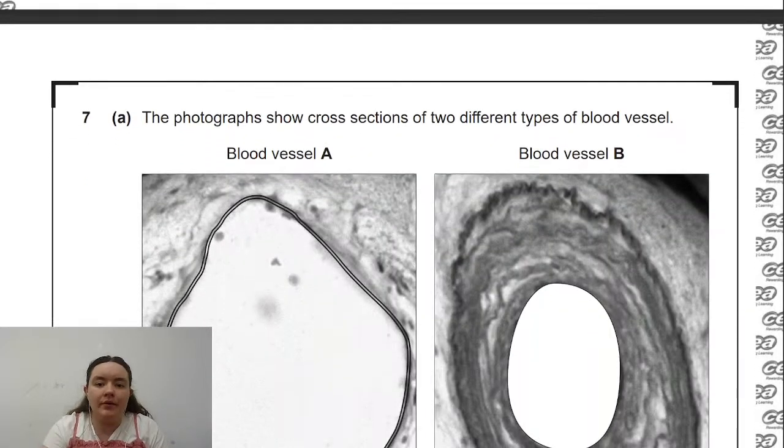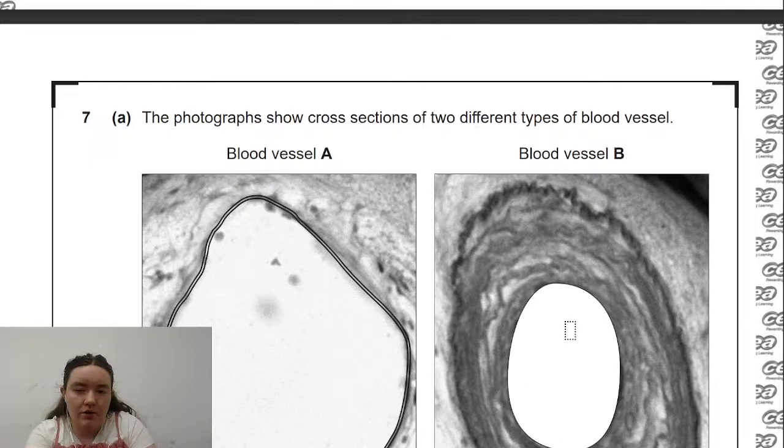So, question 7. We've got these two images of blood vessels. Blood vessel A, which has a very wide lumen, and blood vessel B, which has a much smaller lumen and a much thicker muscle around the wall.